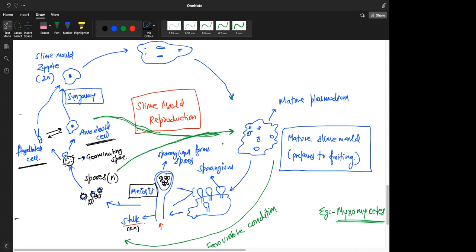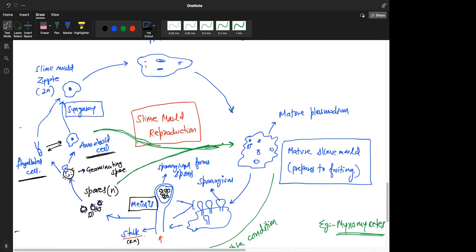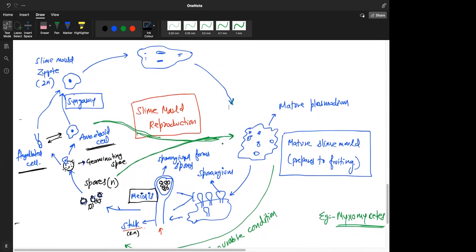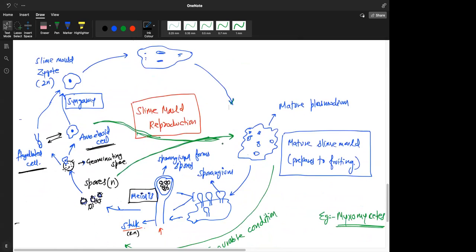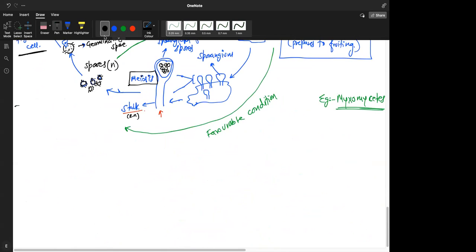Okay, is it clear? Yes. Any other doubt you have from the chapter? Yes. Yeah. And kingdom fungi, basidiomycetes, how do they reproduce? How do deuteromycetes reproduce? No, basidiomycetes.